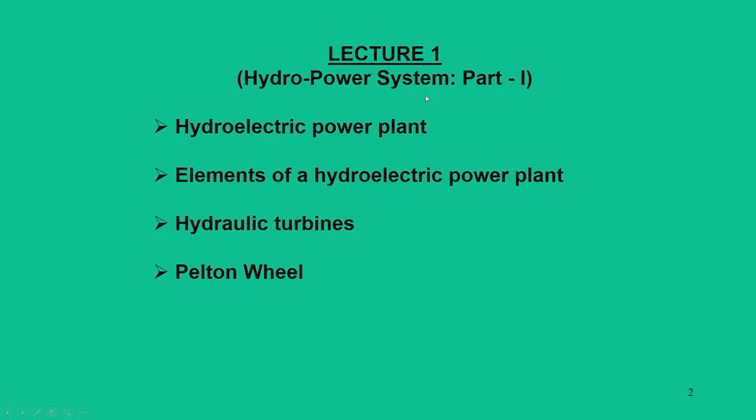We are in the MOOCs course, Power Plant System Engineering, Module 4, that is Hydro and Renewable Energy Power Generation Systems. So, in the first component of this module, we will focus on hydropower systems, part 1. In this lecture, we will try to give some glimpses of hydroelectric power plants and its components. What are the different elements that are part of these hydroelectric power plants?